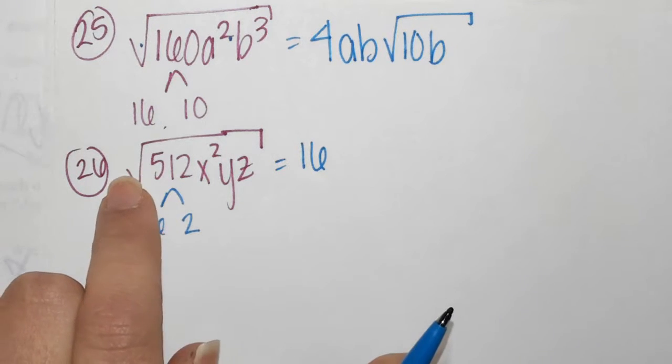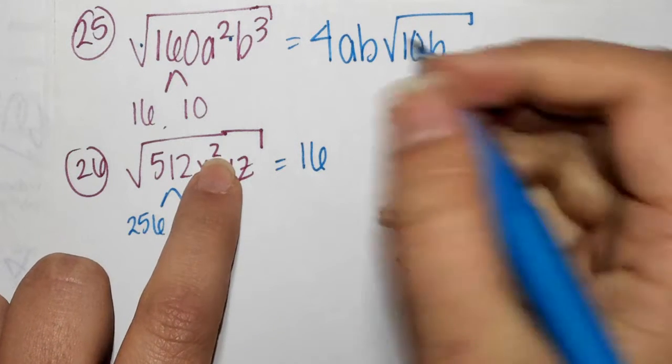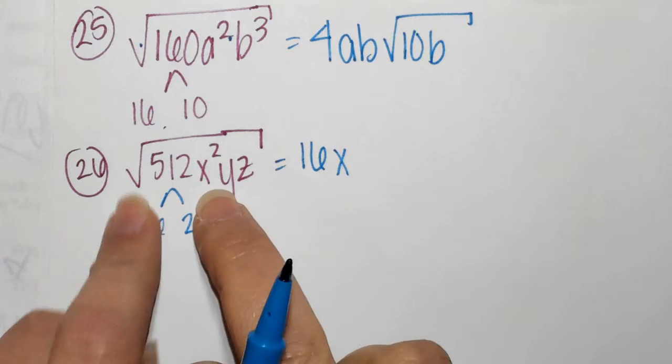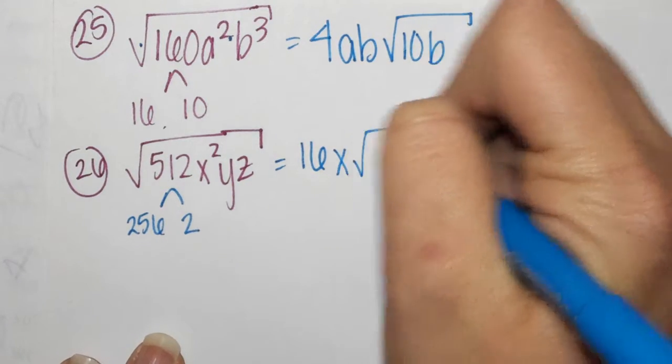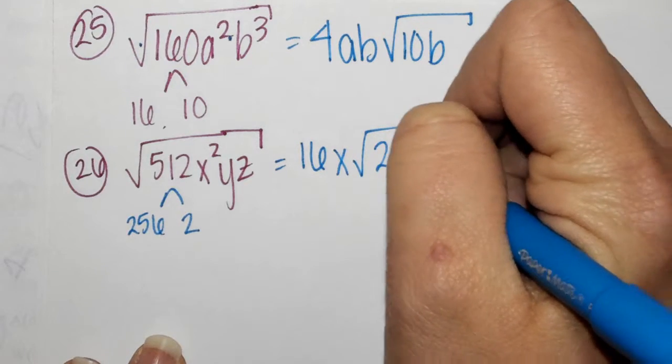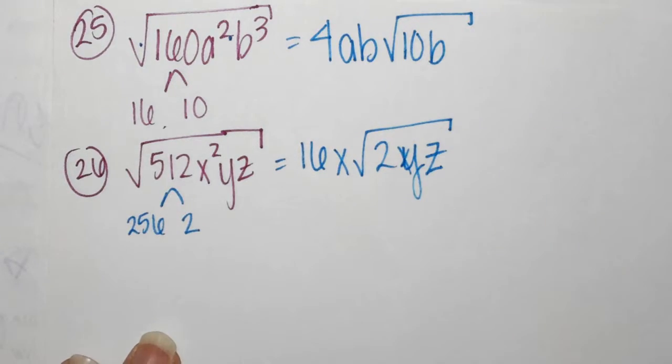Now our index is 2. So 2 goes into 2 how many times? 1. Now, can it go into either y or z? No, because there's just 1. So they stay in the house. 2, y, z.